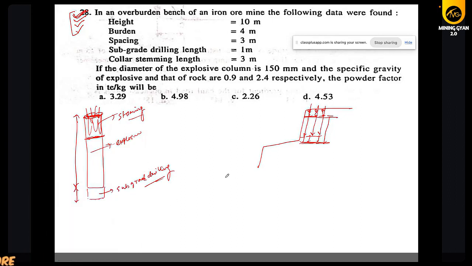In this question, you have to find out the powder factor in ton per kg. So what is the formula of powder factor?